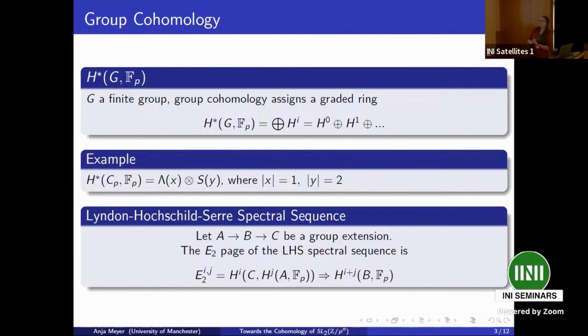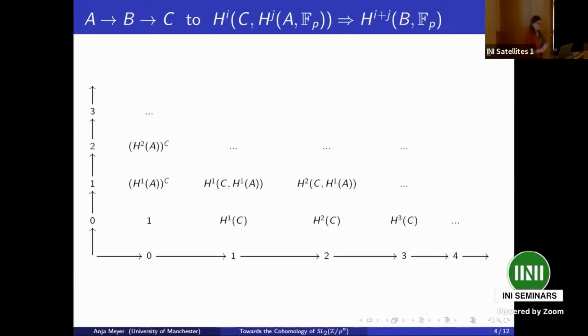So what does our E2 page look like? Well, we see that the ij position is given by the ith cohomology of C, the thing on the right, with coefficients in the jth cohomology of A. And together there's a recipe that they convert to the (i+j)th cohomology of the thing in the middle, or B. Let's have a look at how this actually looks.